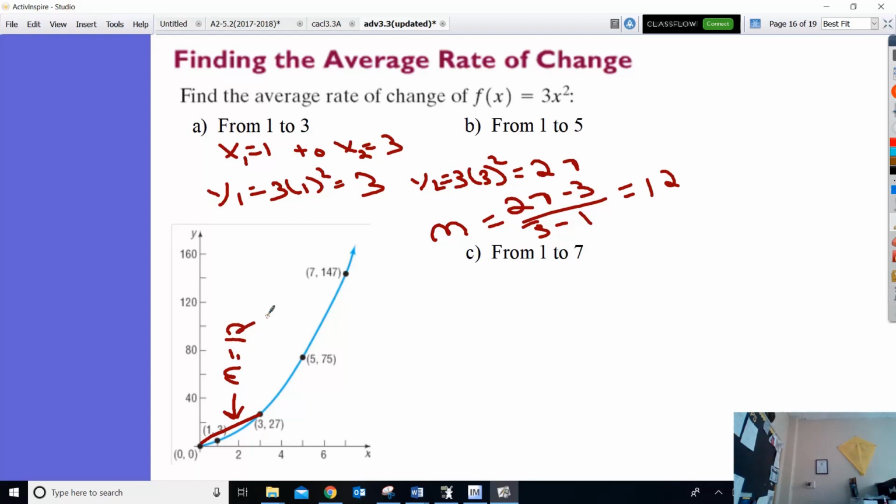Now, you need to see me do another slope example. I hope not. I really don't want to.